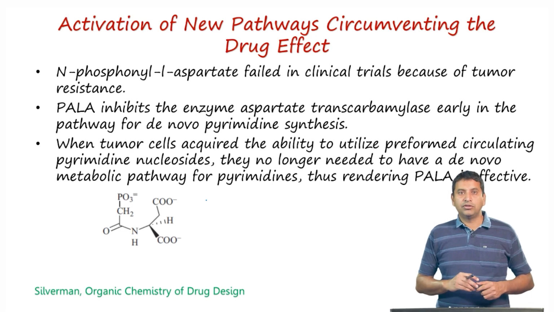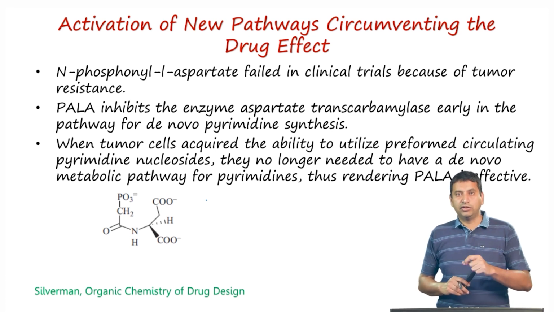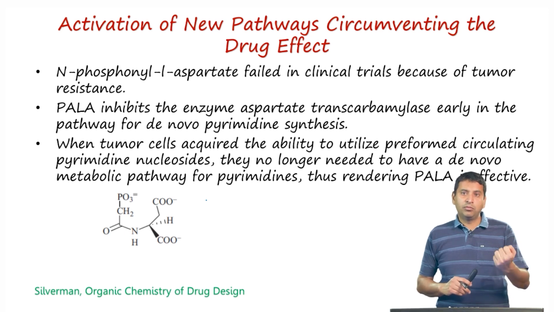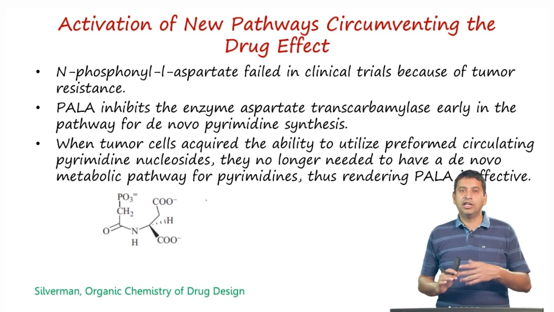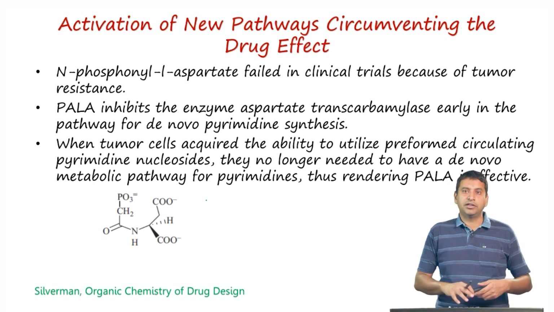So, here is an example. N-phosphonacetyl L-aspartate was very successful in treating cancer in the lab, but it failed in clinical trials. This PALA, as it is called, inhibits the enzyme aspartate transcarbamylase, which is very important in de novo pyrimidine synthesis. When tumor cells acquired the ability to utilize preformed circulating pyrimidine nucleosides, they no longer needed a de novo metabolic pathway for pyrimidines. Therefore, this drug becomes ineffective.